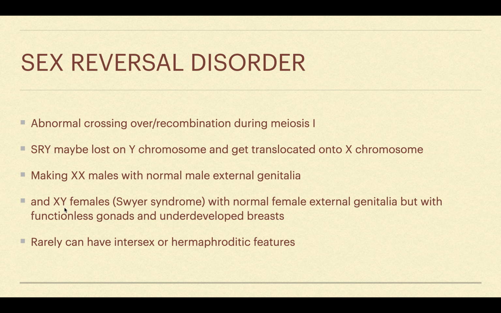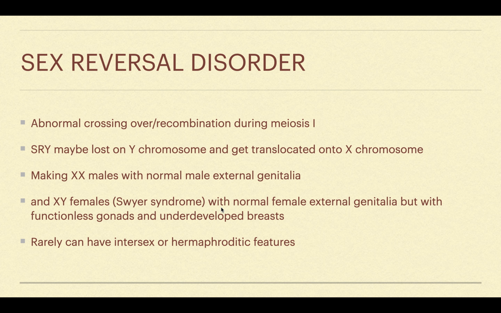So though there's a Y in the genetic composition, it's going to be a female. It's also known as Swyer syndrome. And there's normal female external genitalia, but with functionless gonads and underdeveloped breasts. So they will have the clitoris and the labia and the vulva, but they are going to be infertile.